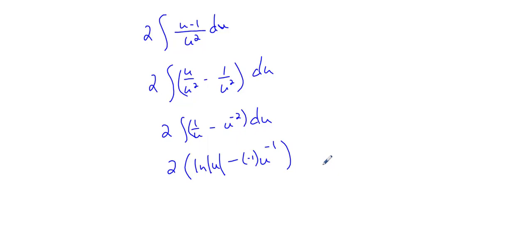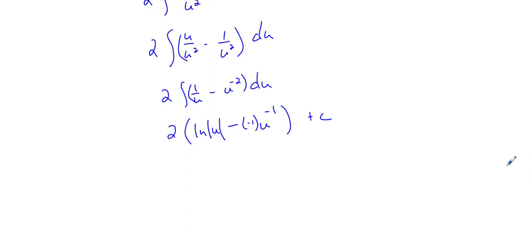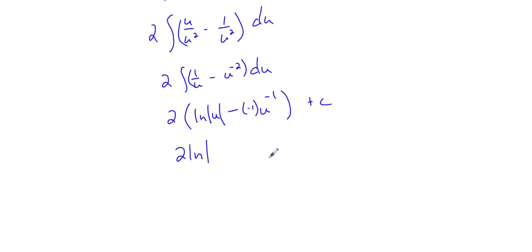And then plus c. Okay, 2 natural log absolute value, whatever u was a long time ago, x plus 1, plus 1 over, what do we got now, x plus 1, plus c. Yeah? What 2? Oh, this one right here? Okay.